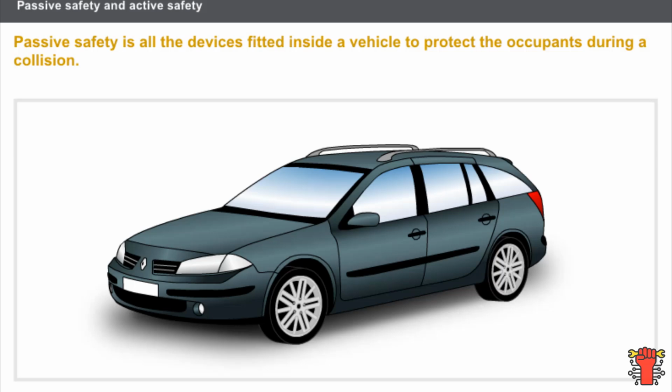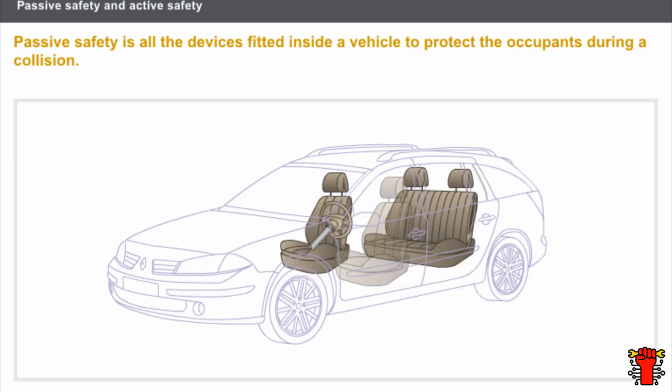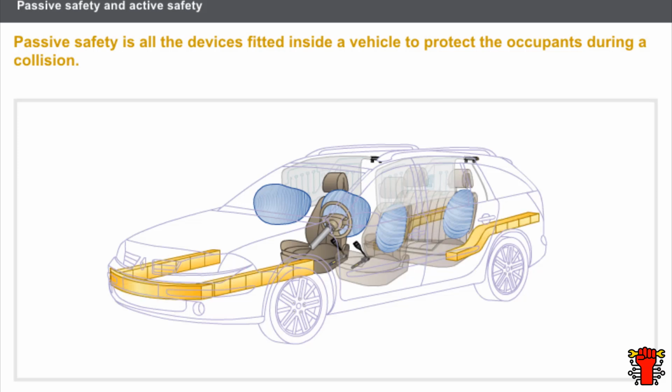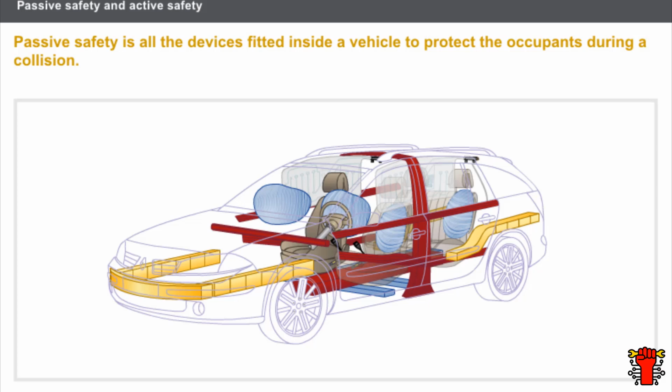Passive safety is all the devices fitted inside a vehicle to protect the occupants during a collision. Passive safety consists of the following components: the airbags, the seatbelt pretensioners, the crumple zones in the vehicle bodywork, and the passenger compartment structural reinforcements.